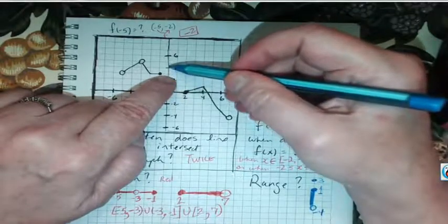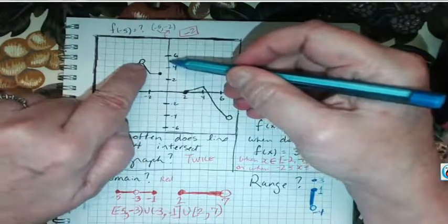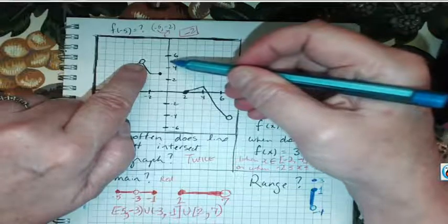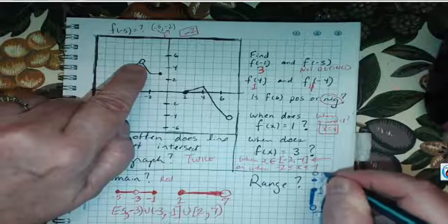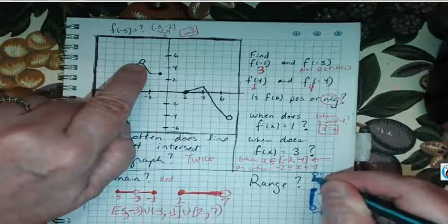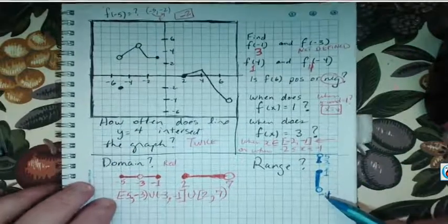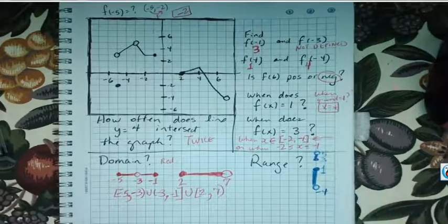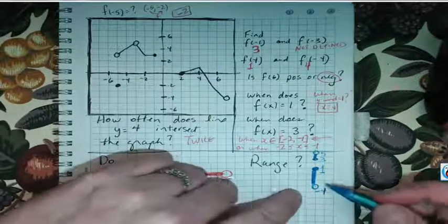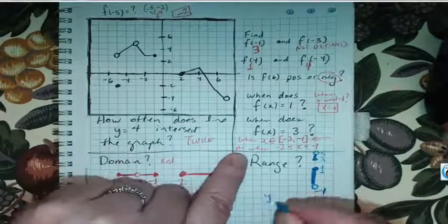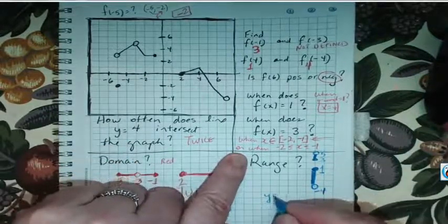And then what's the highest? Well, if that were there, that would be my highest, which has a y-coordinate of 5. So it goes all the way up to, but doesn't include 5. Now that's a correct way to represent the range as a vertical number line, but we need to do that in interval form. So from bottom to top, the range is what your y values are.